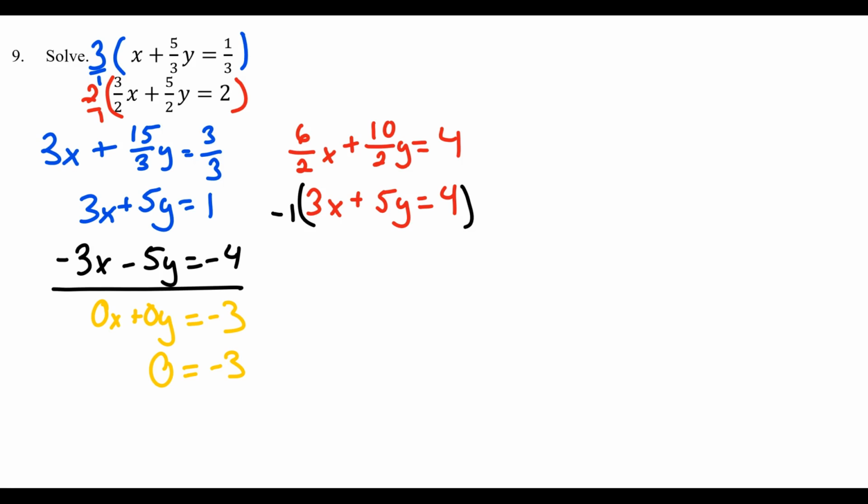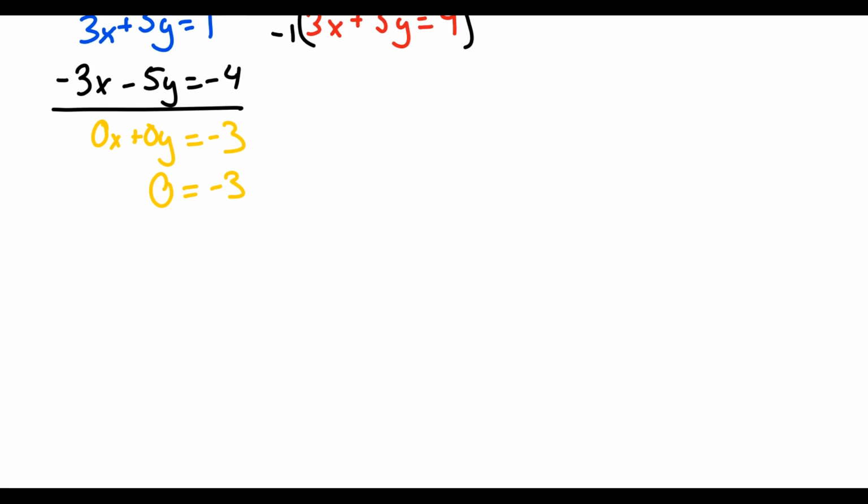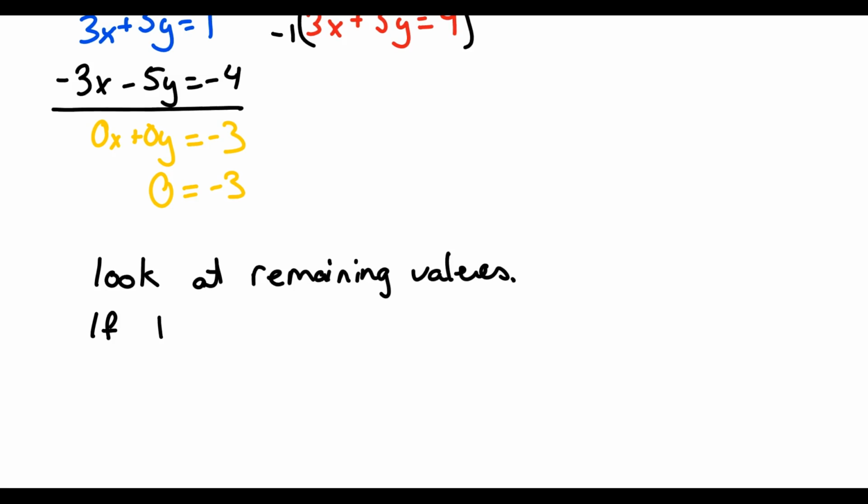Remember what I said, whenever all the variables cancel out, look at the remaining values. In this case, they do not equal each other, okay? So if they are not equal, which in this case they are not equal, then the lines are parallel.